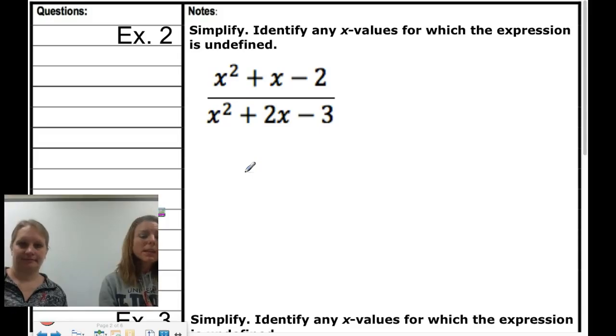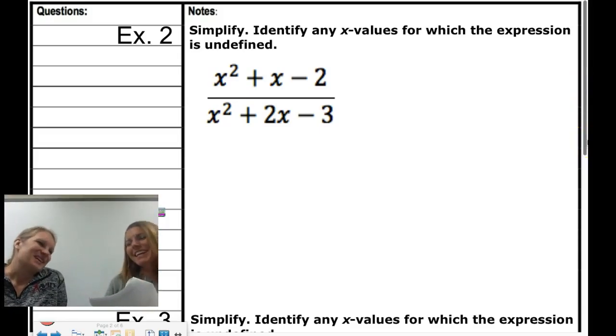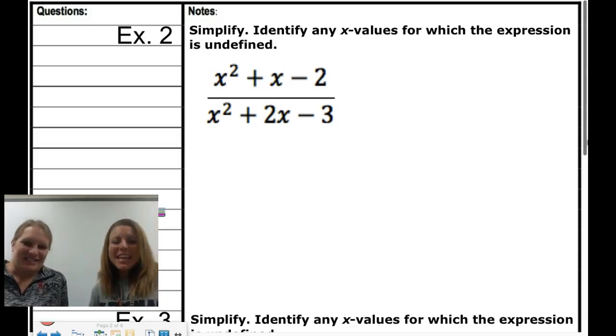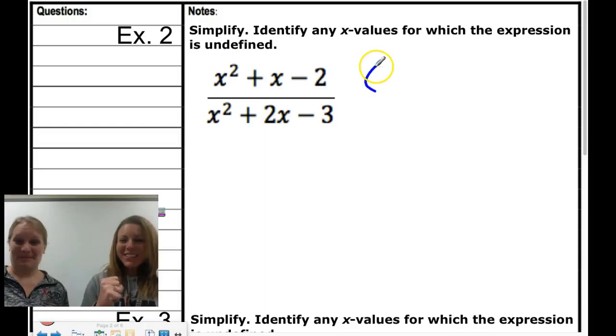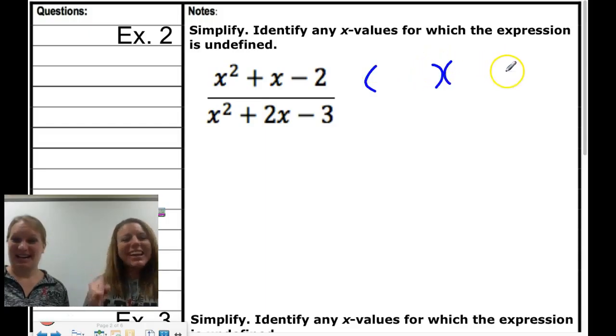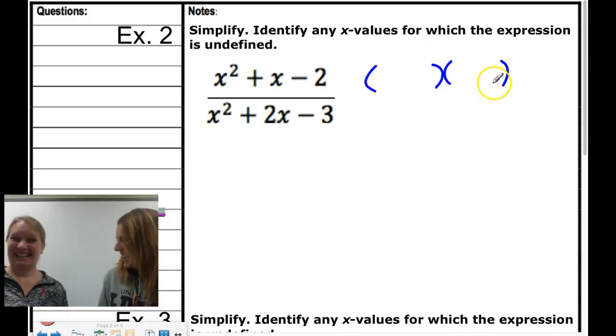Example 2. Simplify. Oh boy, guess what we're back to? We're gonna F-A-C-T-O-R. Factoring. Factor, factor, yay, factor.